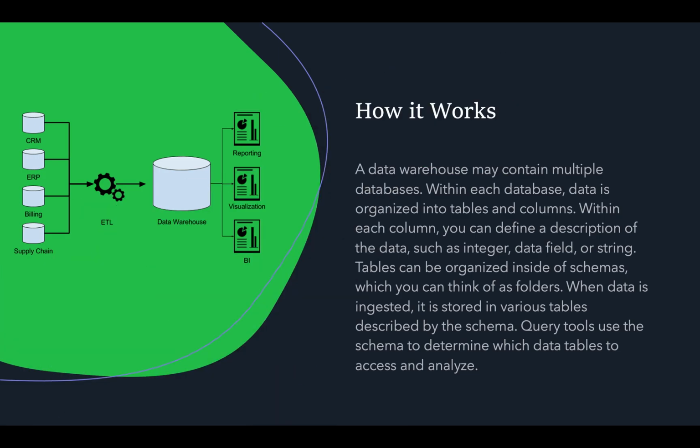How a data warehouse works. A data warehouse may contain multiple databases. Within each database, data is organized into tables and columns. Within each column, you can define a description of the data, such as integer, date field, or string.